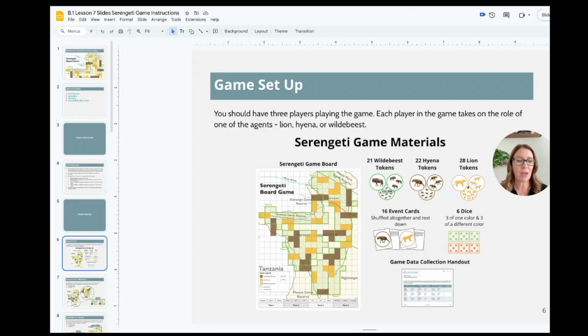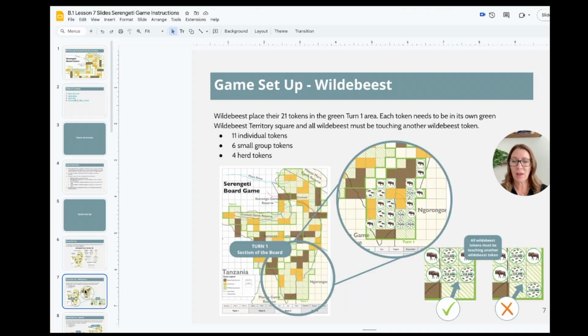There's going to be 3 dice of one color and 3 dice of another color. If you only have 6 dice of one color, that's fine, but it is a little easier to keep track of if you have 2 colors. And then you'll need the game data collection handout to record what's happening at each event. I would probably say if you have teams of 2, you have 1 person record and 1 person doing the moving and the rolling.